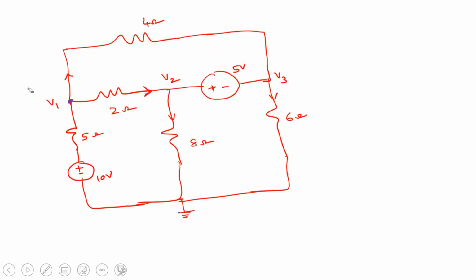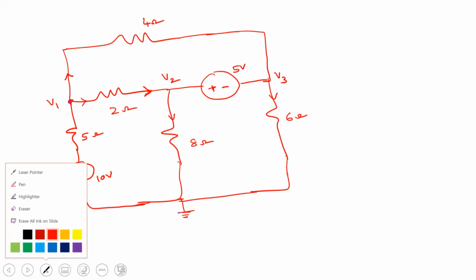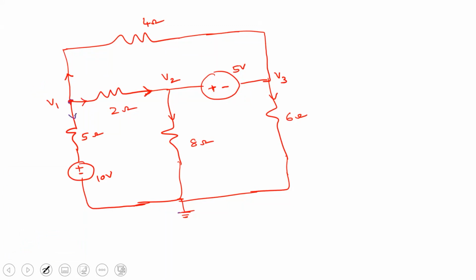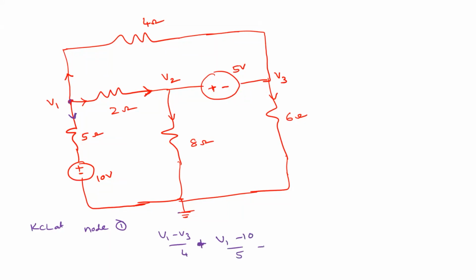Okay. Right. So now can we apply KCL? So this is the current direction, and this is the current direction, right? Yes, sir, we can apply now. KCL at node 1. What is KCL at node 1? V1 minus V3 by 4, plus V1 minus 10 by 0.5, plus V1 minus V2 by 2. All are outgoing currents, right? So all are equal to 0.